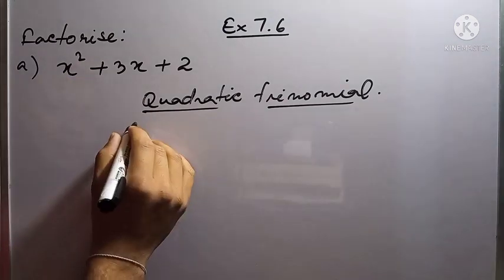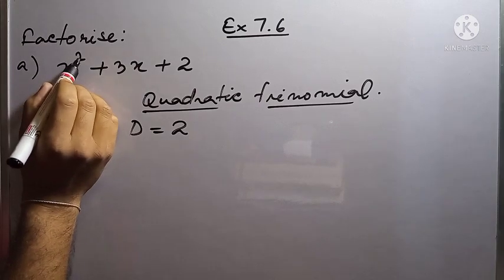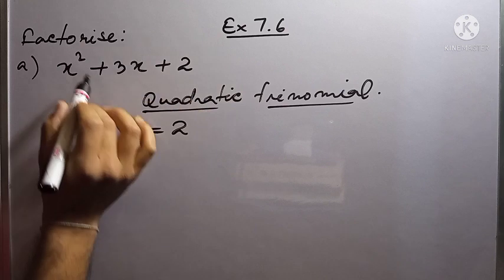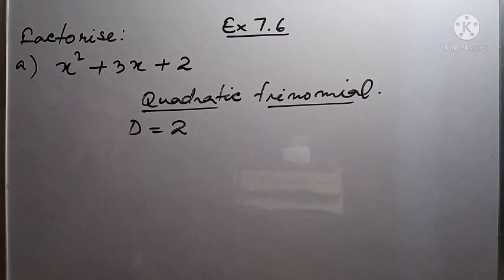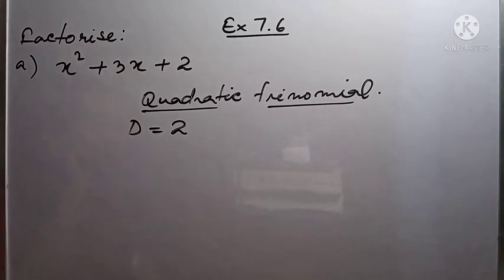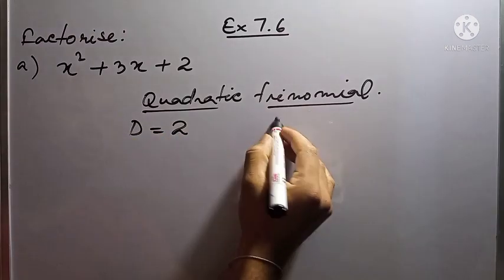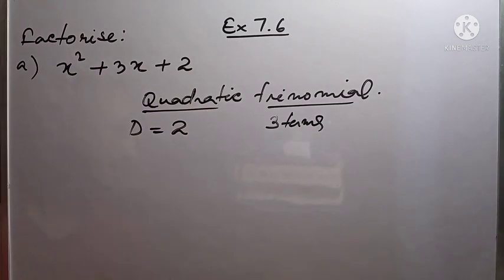So quadratic means the degree should be 2. In this term we have x to the power 2, and in this term x to the power 1, so the biggest power is 2. Therefore, it is a quadratic. And why do I call this a trinomial? Because how many terms do we have? 1, 2, 3. It has 3 terms. Therefore, we call this expression a quadratic trinomial. The degree is 2, and it has 3 terms.